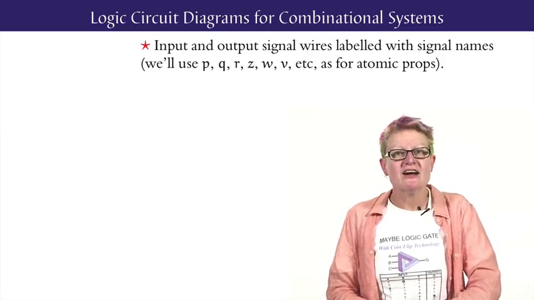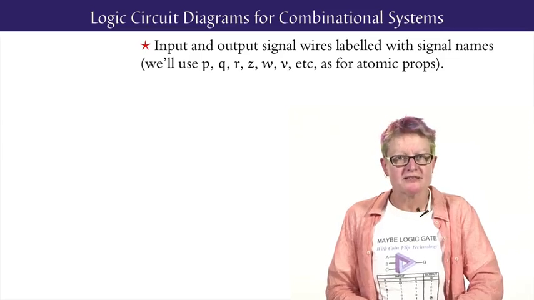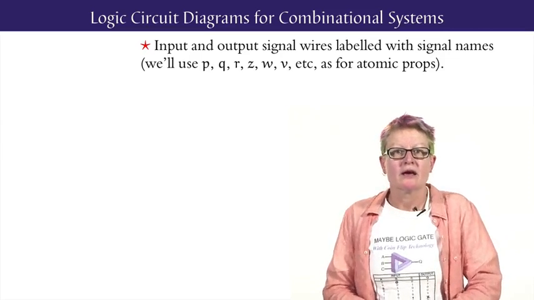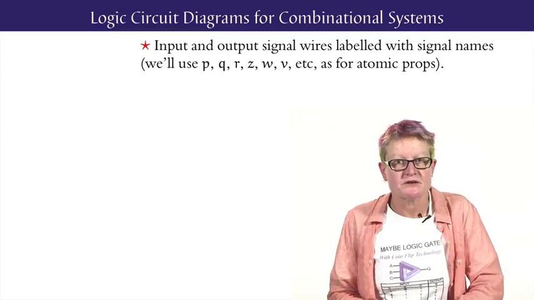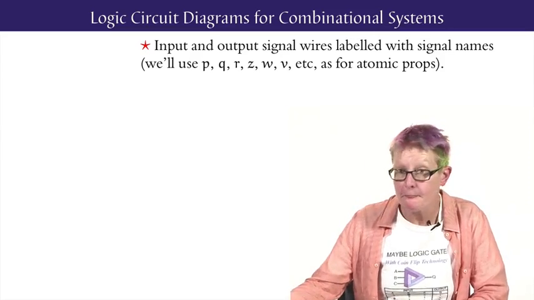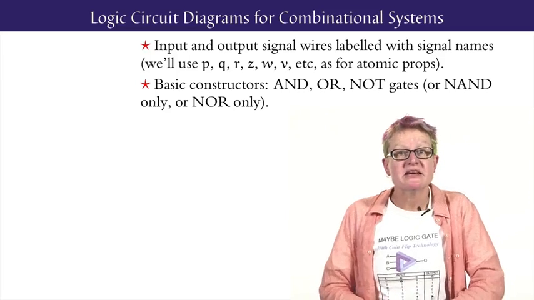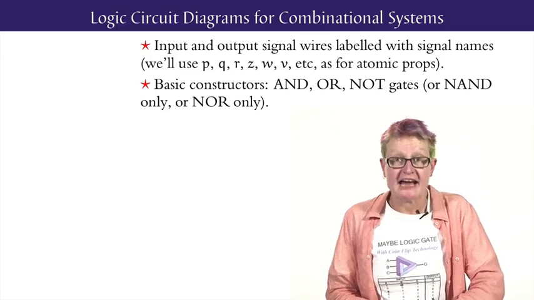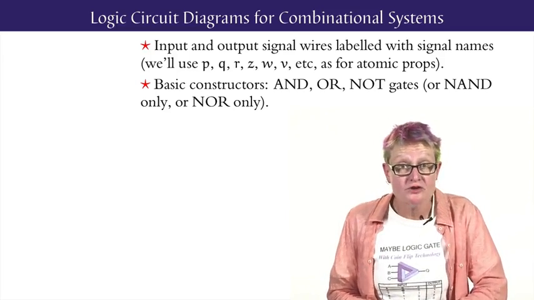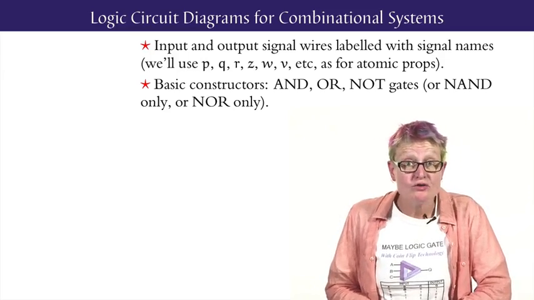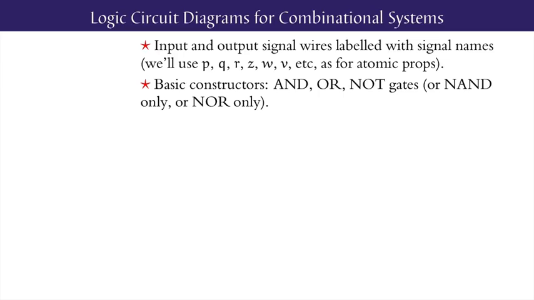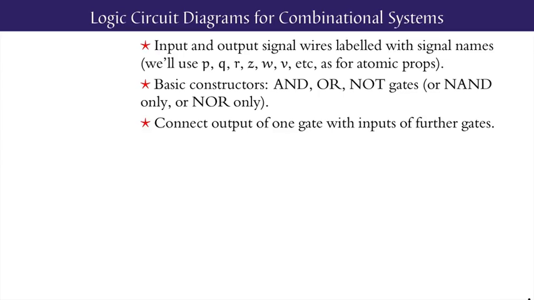First, we'll clearly identify input and output signal wires with labels, and we use labels for atomic propositions, which are lowercase letters. Next, the basic building blocks are the logic gates, so AND, OR and NOT, or just NAND alone, or just NOR alone. The basic gates are connected together using signal wires.